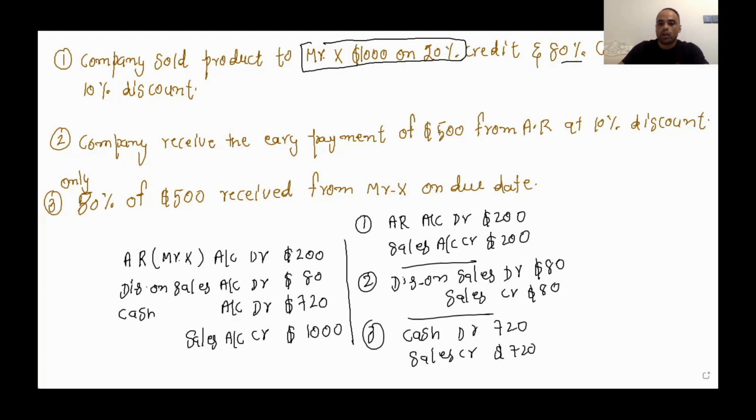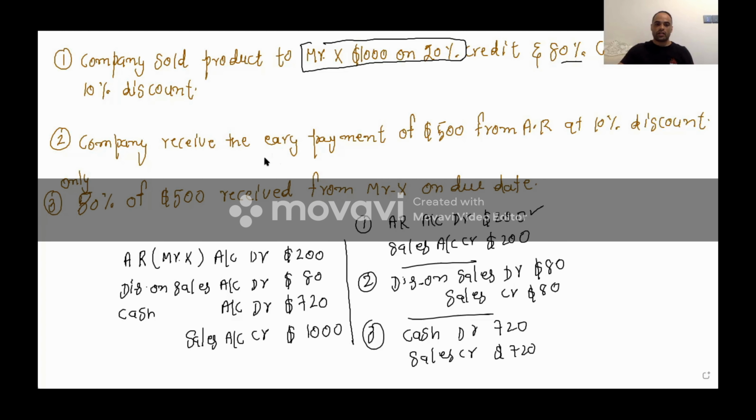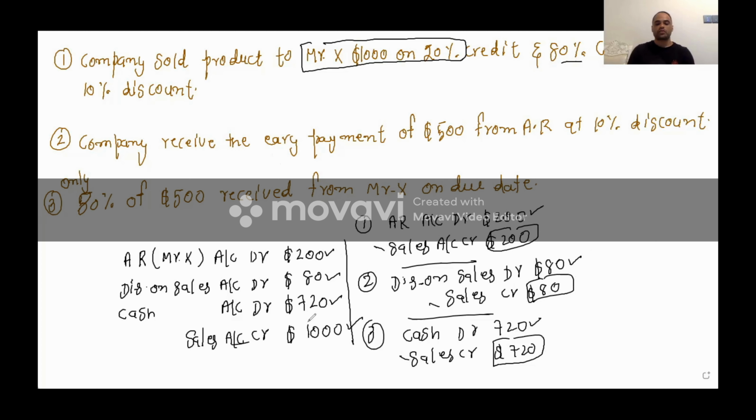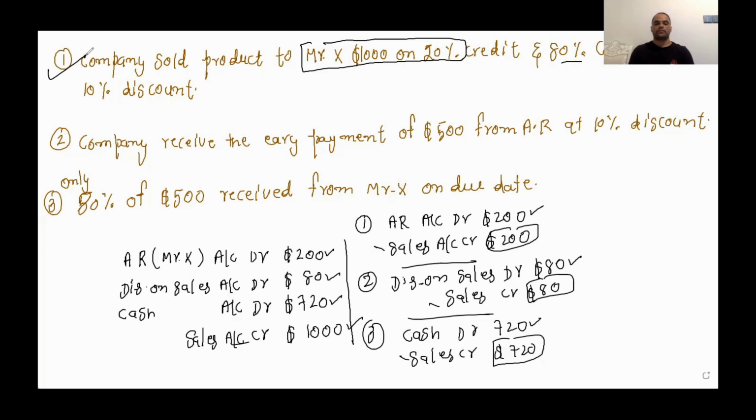If you combine them all, it will be the same. Look, debit 200, debit 200, debit 80, debit 80, debit 720, debit 720. So credit plus credit plus credit is 1000. Sales, sales, sales. So that's what sales credit. So you have two options. Either you can make it one journal entry, or you can make 3 different journal entries. So that's your one, which is finished.